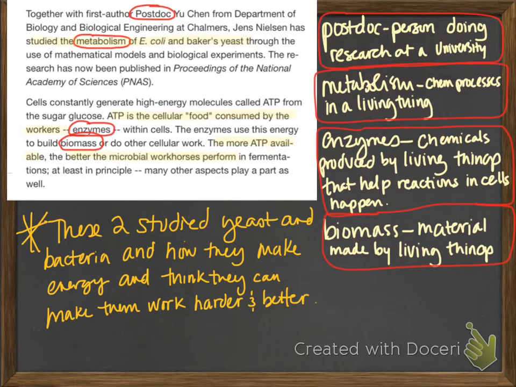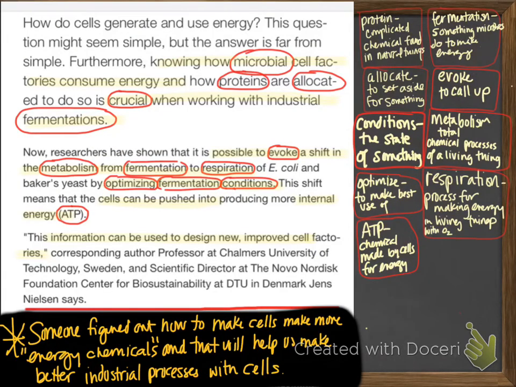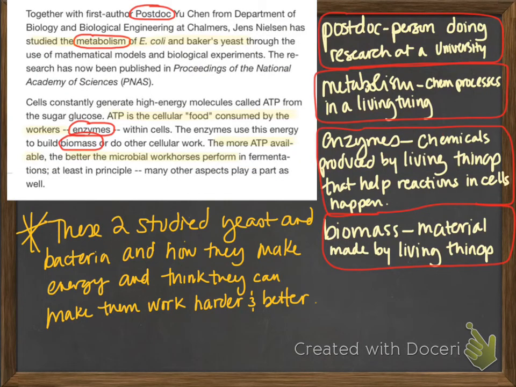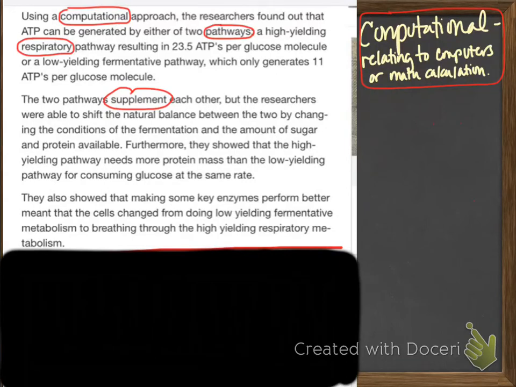So what did the last one say? They figured out how to make cells make more energy, which would help them make better industrial processes. Again, they studied the bacteria and the yeast, and they think they can make them work better. All right. We've got one more chunk, maybe two, to go. Okay, I'm on the next chunk, and it says, using a computational approach. Computational, I looked it up, means relating to computers or math calculations.